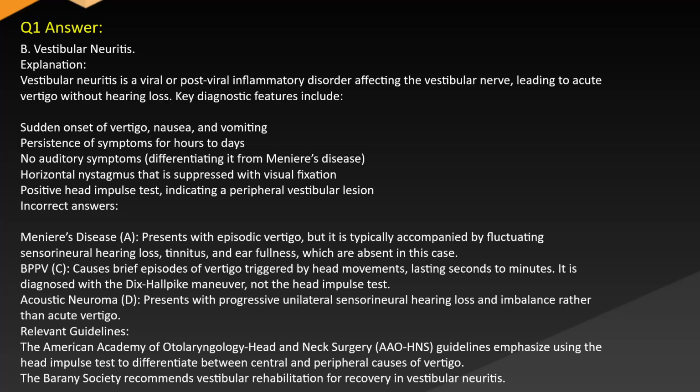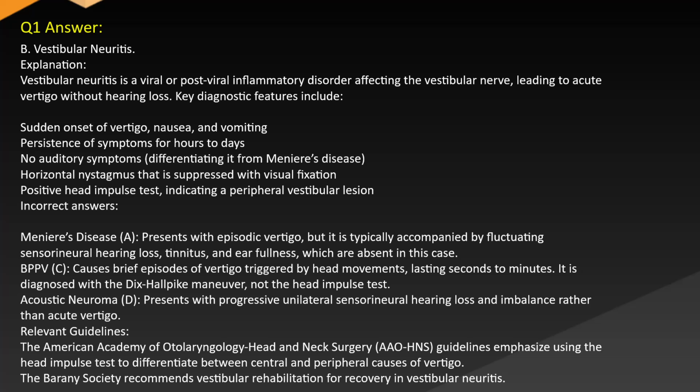Answer: B. Vestibular neuritis. Explanation: Vestibular neuritis is a viral or post-viral inflammatory disorder affecting the vestibular nerve, leading to acute vertigo without hearing loss. Key diagnostic features include sudden onset of vertigo, nausea, and vomiting, persistence of symptoms for hours to days, no auditory symptoms, differentiating it from Meniere's disease, horizontal nystagmus that is suppressed with visual fixation, and a positive head impulse test indicating a peripheral vestibular lesion.